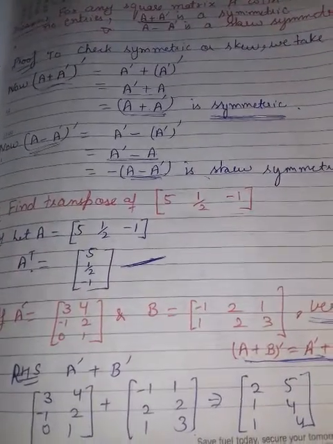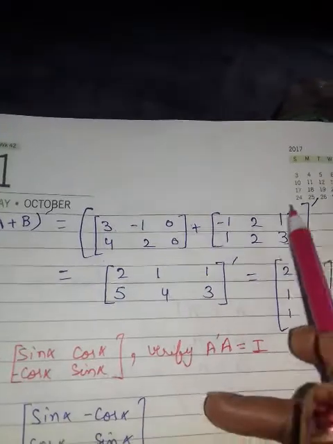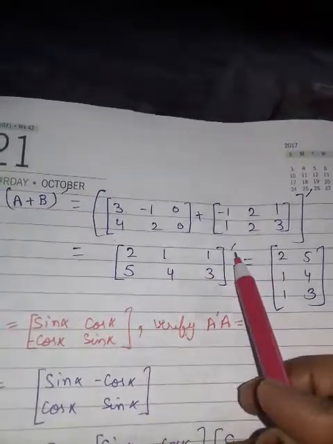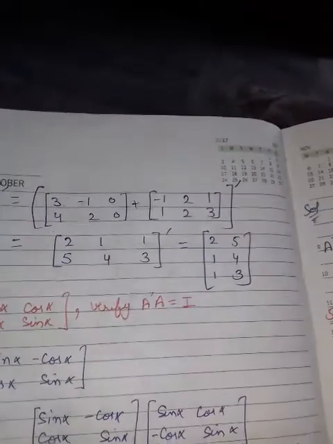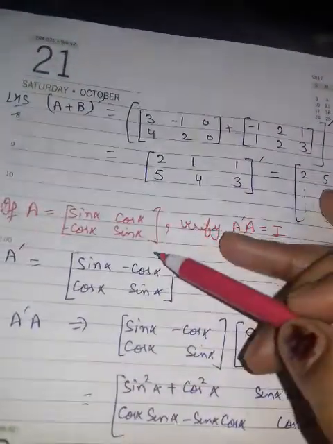Firstly take its transpose. It will become 3 minus 1 0, 4 2 0, and plus B whole transpose will be written there. Now you will add their corresponding elements. Now you will take its transpose. Firstly you will open the bracket, then its transpose. Clear? Now you are getting the same as we got in our. Clear? So it means you are getting.